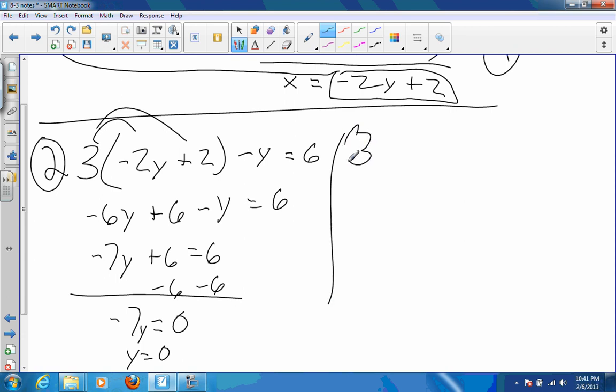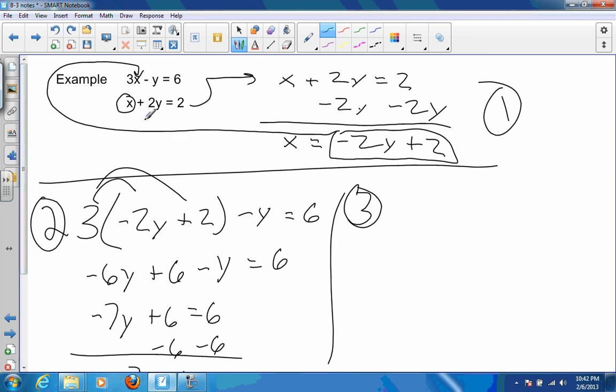Step 3 says now take your answer of y is equal to 0 and plug it back into any one of these equations. I can pick the top one or the bottom one. It doesn't make a difference. So I'm going to pick the bottom one. X plus 2, instead of y, I'm going to write 0 and finish writing the equation. Equals 2. X plus 2 times 0 is 0 equals 2, and this means x is equal to 2.